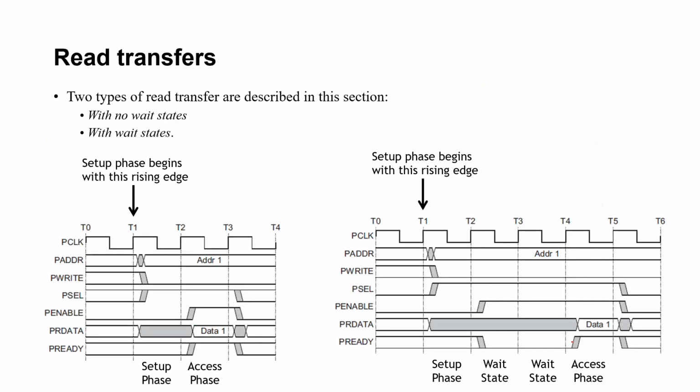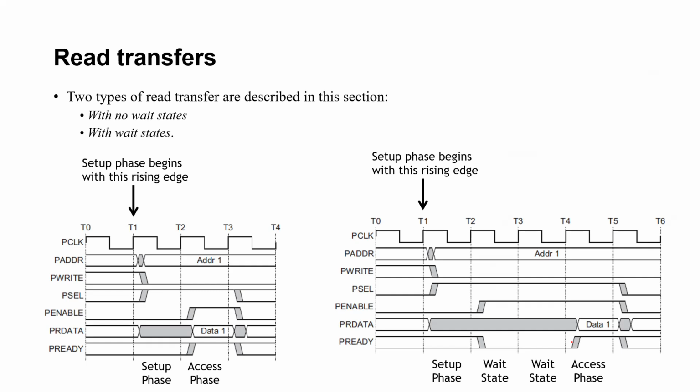You need to explain all these signals, how we are doing the write transaction. And similarly, we need to explain the read transaction or read transfer. Here also two types of read transfers are there: with no wait states and with wait states.